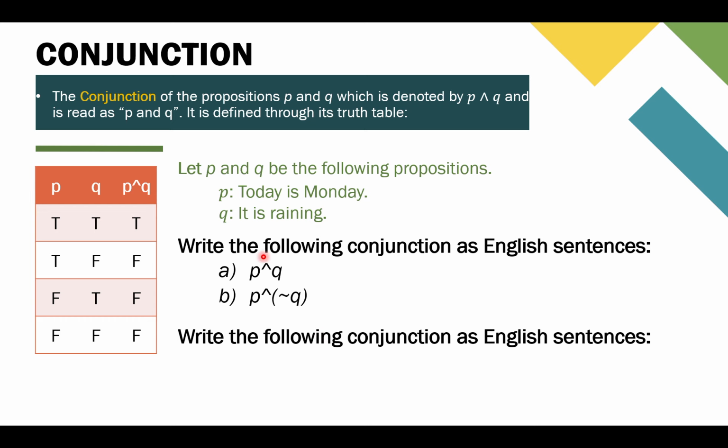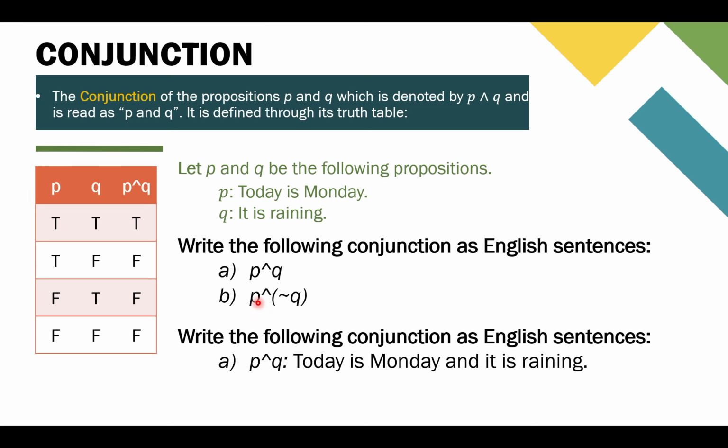Okay, let's start with letter A. So, how do we read this one? First, we should start with P. What is our P? Today is Monday. And we have this logical operator, which is the inverted V. We are going to use and. Today is Monday, and what is our Q? It is raining. So, let us see kung tama ba. Today is Monday and it is raining. So that is how you write or how you perform the logical operator.